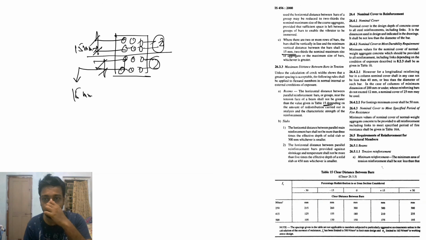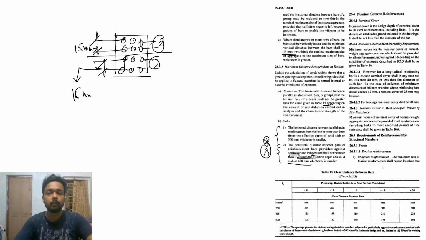For slabs, the horizontal distance between parallel main reinforcement bars shall not be more than 3 times the effective depth of solid slab or 300 mm, whichever is smaller. For the horizontal distance between parallel reinforcement bars provided against shrinkage and temperature, that should be 5 times the effective depth of solid slab or 450 mm. So these two are also very important as well as confusing.